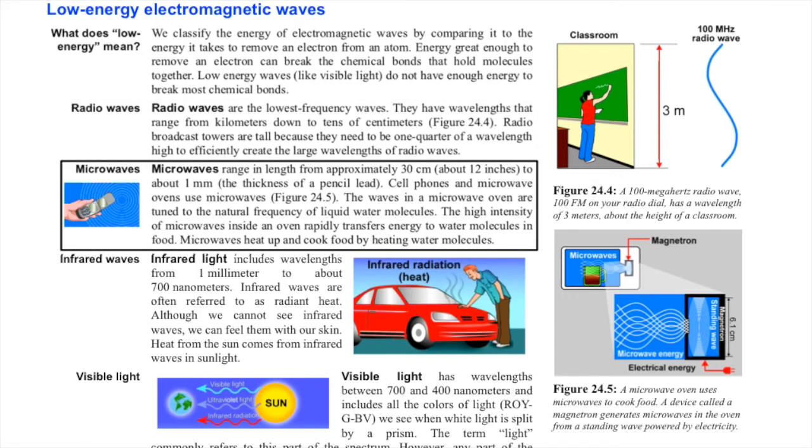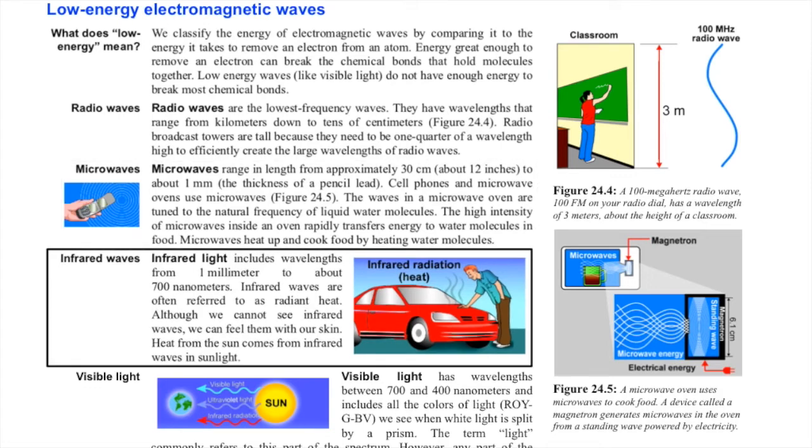Microwaves. Microwaves range in length from approximately 30 centimeters, about 12 inches, to about 1 millimeter, the thickness of a pencil lead. Cell phones and microwave ovens use microwaves, as shown in figure 24.5. The waves in a microwave oven are tuned to the natural frequency of liquid water molecules. The high intensity of microwaves inside an oven rapidly transfers energy to water molecules in food. Microwaves heat up and cook food by heating water molecules.